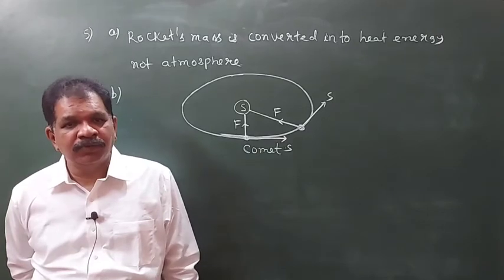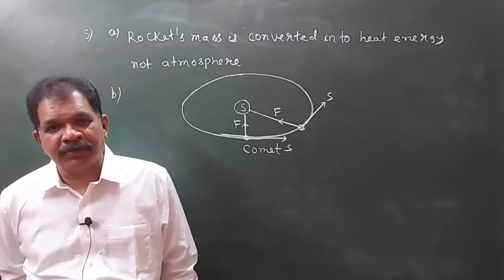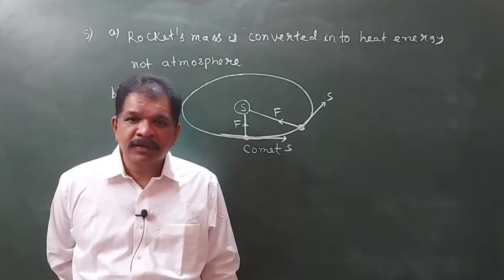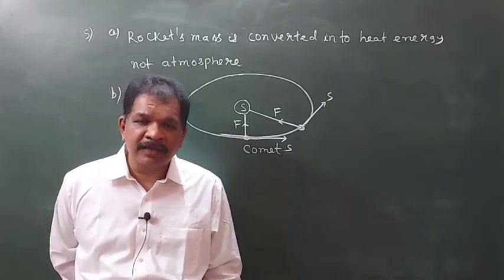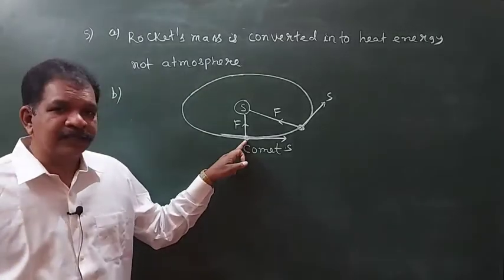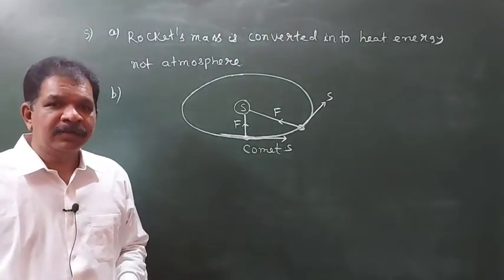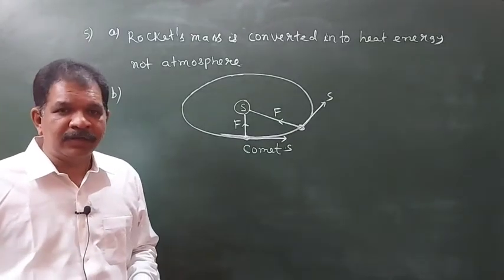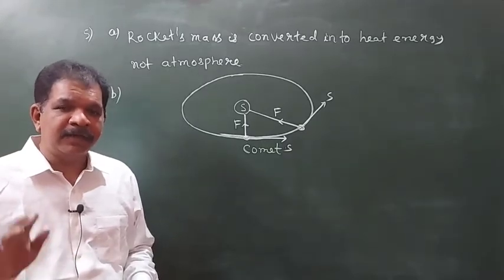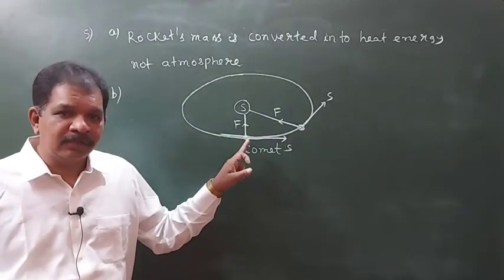Gravitational force, Coulomb force, all these are examples of conservative forces. Frictional force, buoyant force, viscous force, these are resistive forces and are examples of non-conservative forces. So here the force is conservative. Gravitational force is there between the sun and the comet. Gravitational force is conservative. Work done by a conservative force in one complete cycle is always 0. That's why work done here is equal to 0.